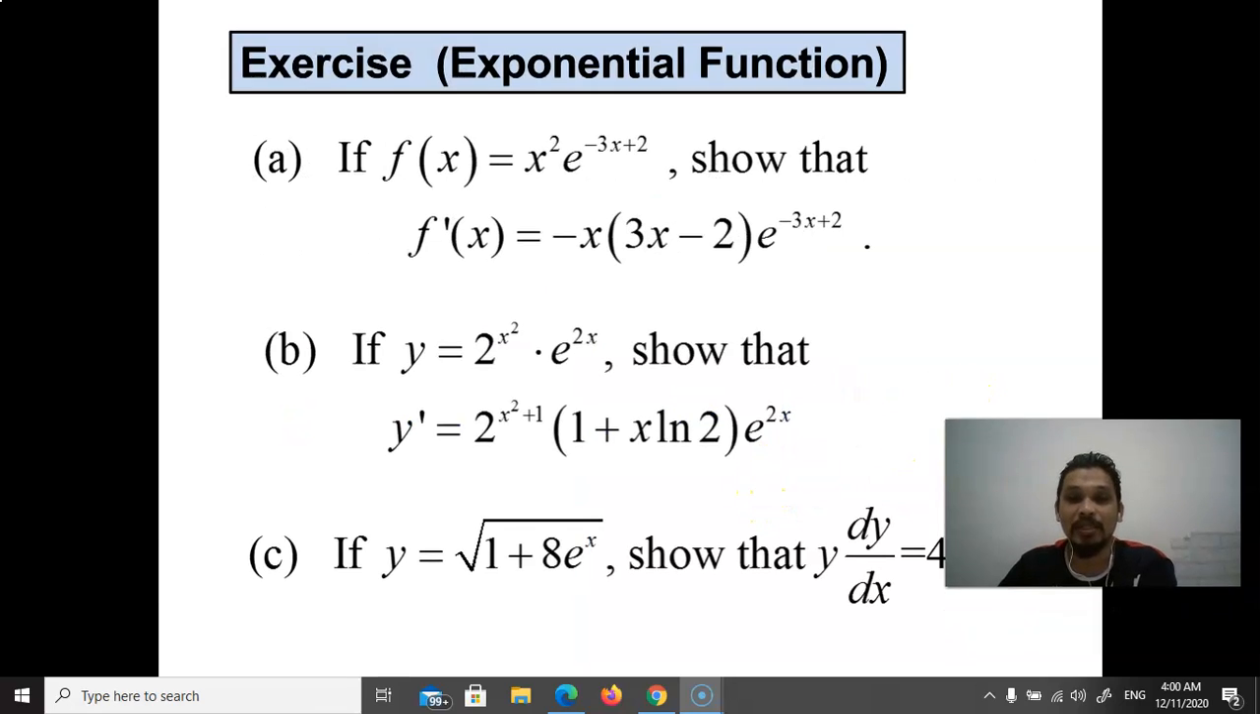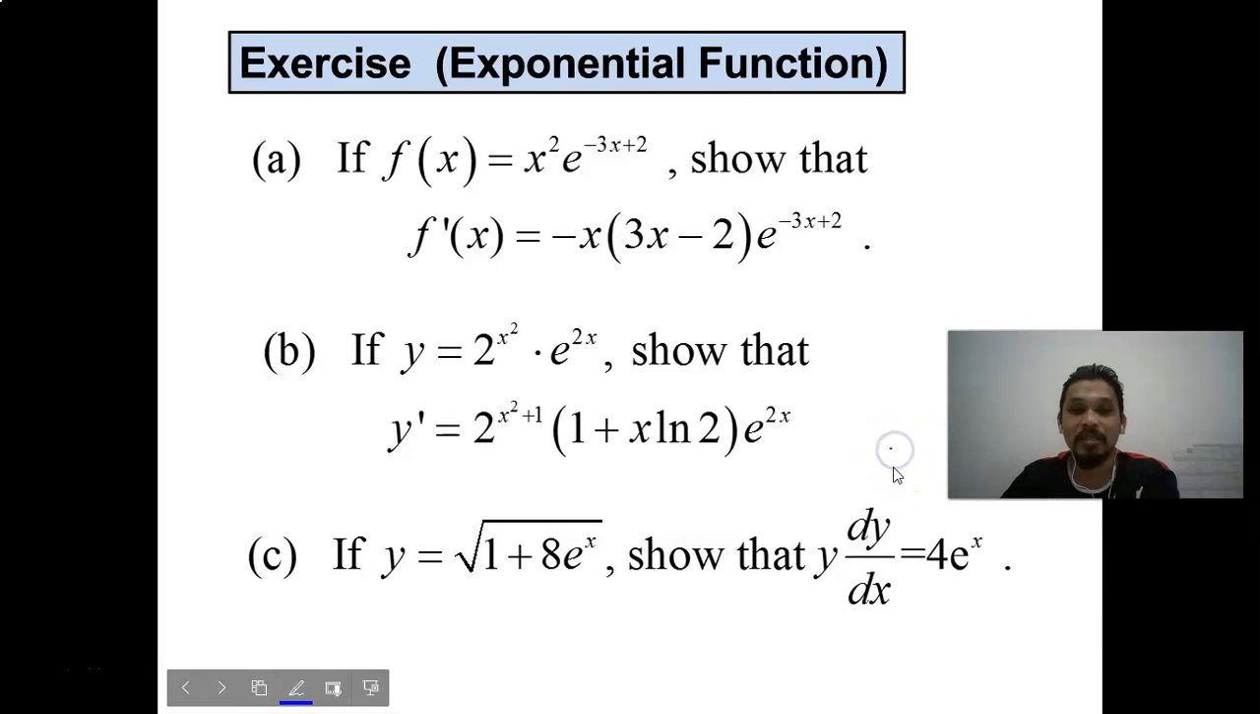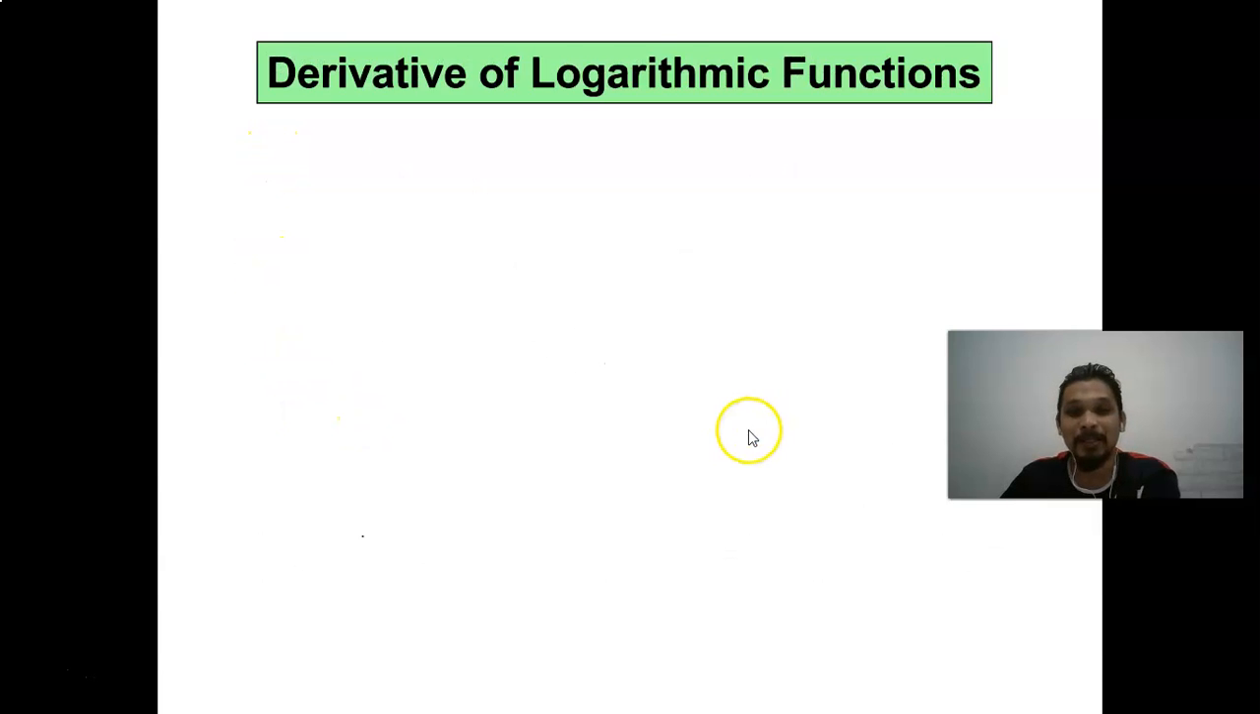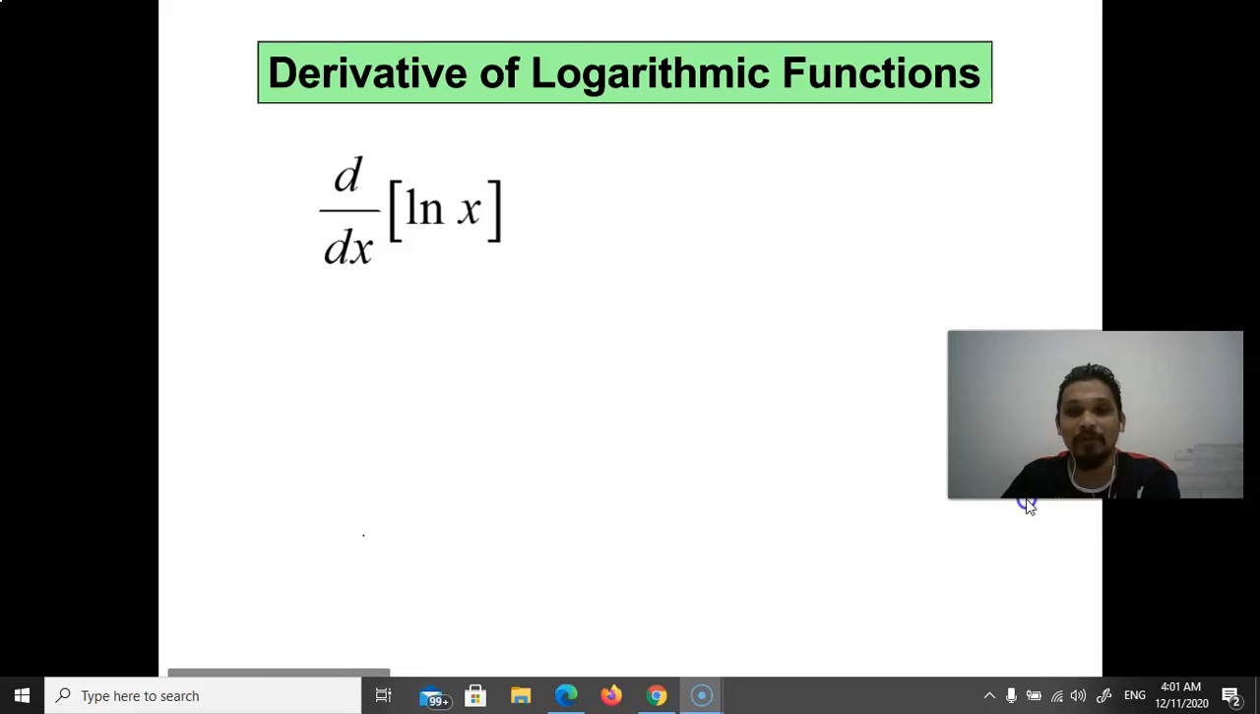Okay, so you may try this, okay, as an exercise. So good luck to all of you to try all this exercise of a, b, and c. Okay, now derivative of log function.